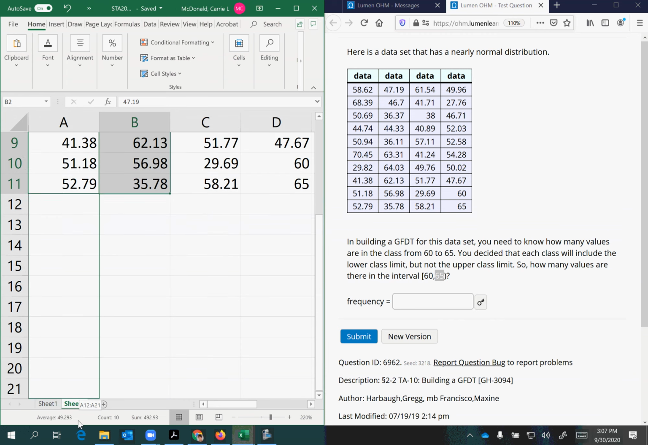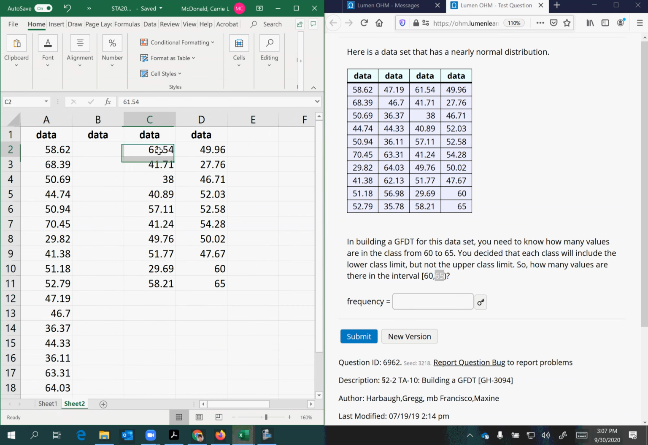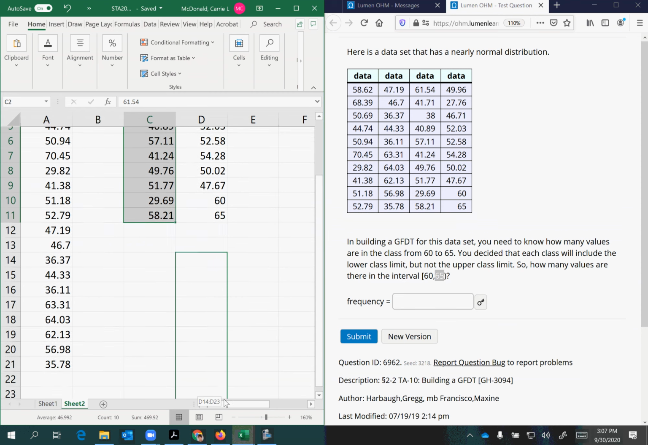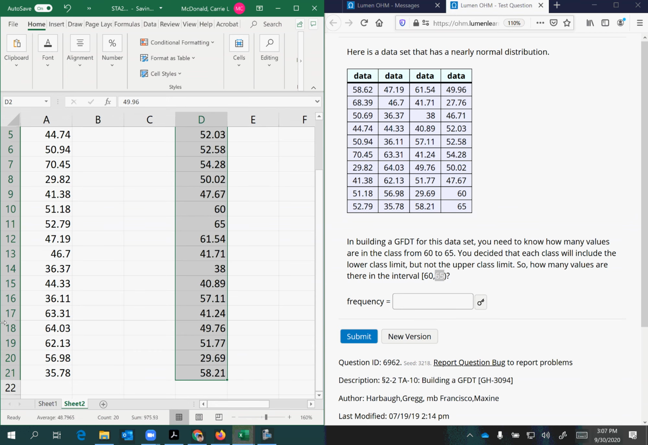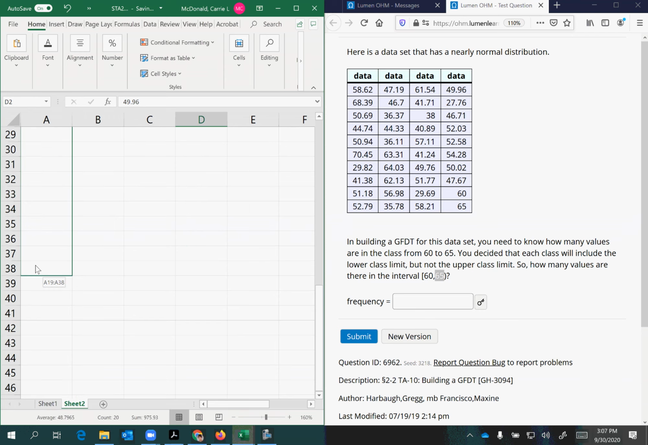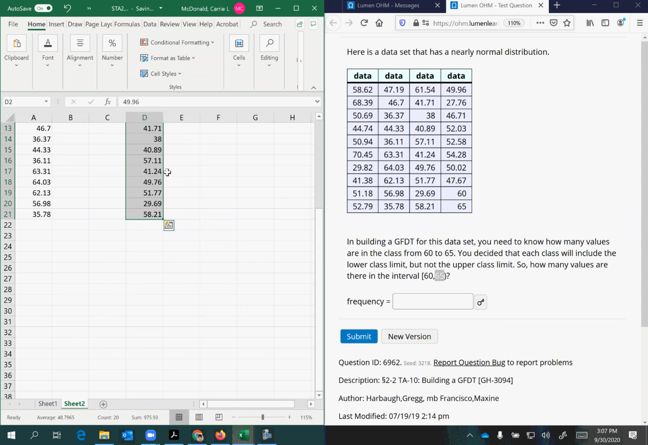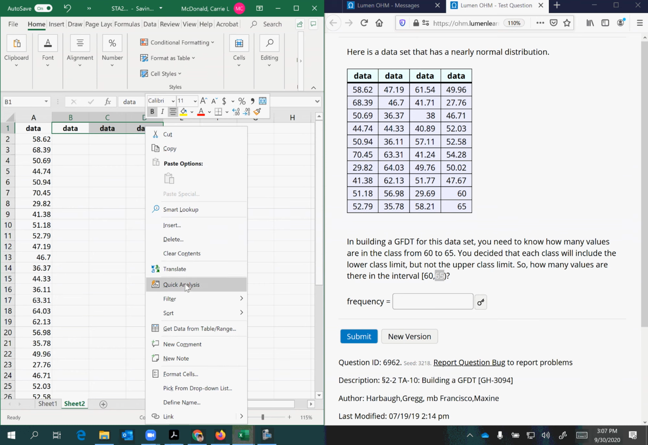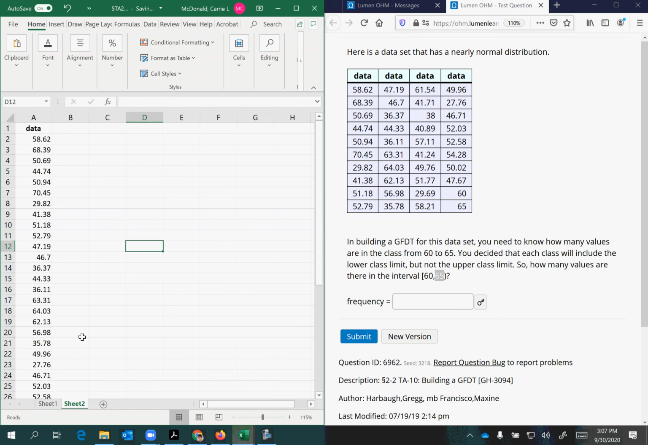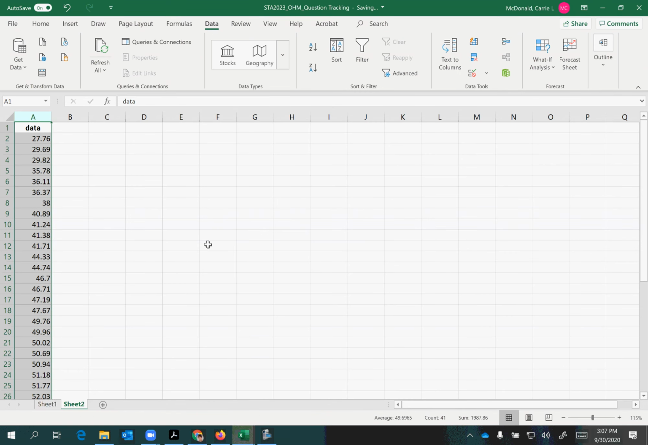Now to do this a little more efficiently, I'm just going to move my data into a single column. Just takes a few seconds. Instead of having to go through and count them, I can put them all in one column and then sort them. Okay, we don't need any of this. All right, so now that all my data is in one column, I'm going to go ahead and sort that using the data sort function.